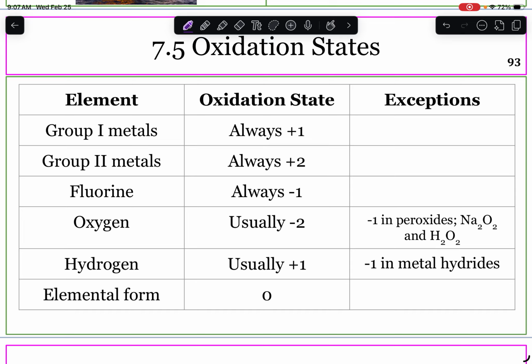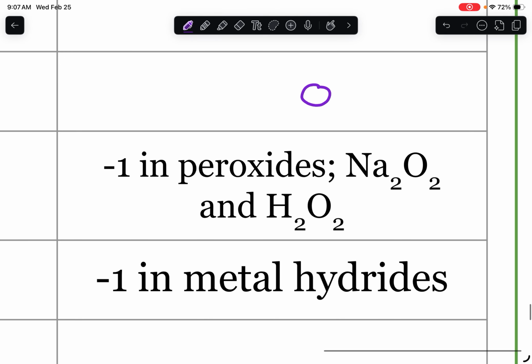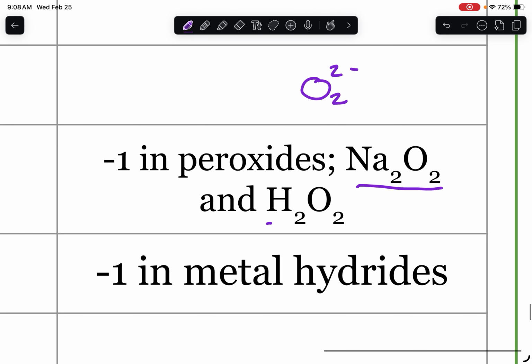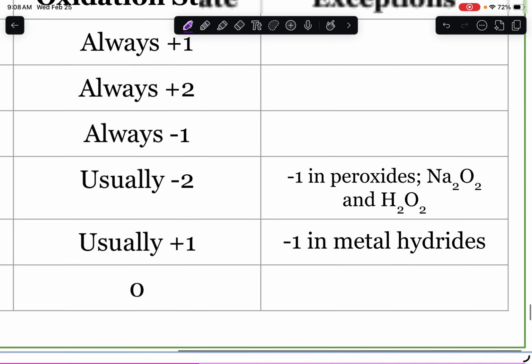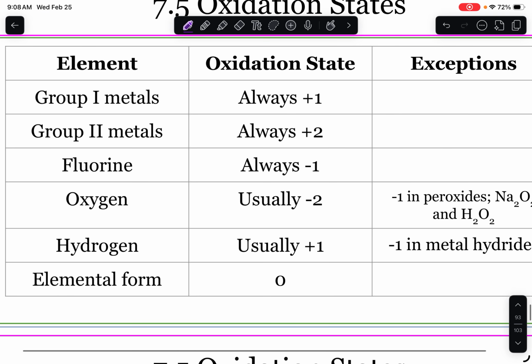Oxygen is almost always -2. The only time that oxygen is not -2 is in this exception. Peroxide is a polyatomic ion that is O2 with a -2 charge, and therefore each oxygen has an oxidation state of -1 in a peroxide. The common ones are sodium peroxide and hydrogen peroxide. Most of the examples you'll see in the practice problems are not going to include the exception, and oxygen is -2, which matches its charge and makes it easy to remember.